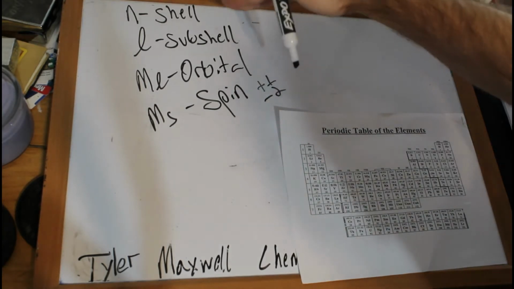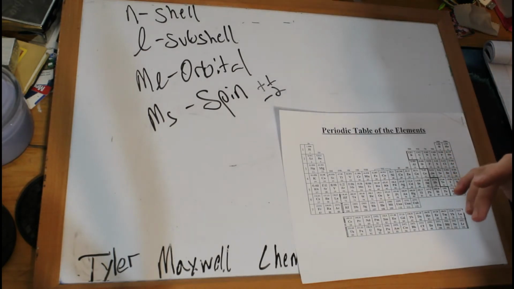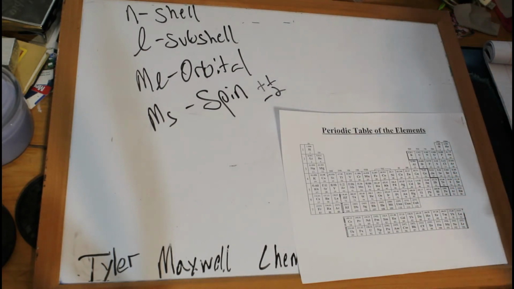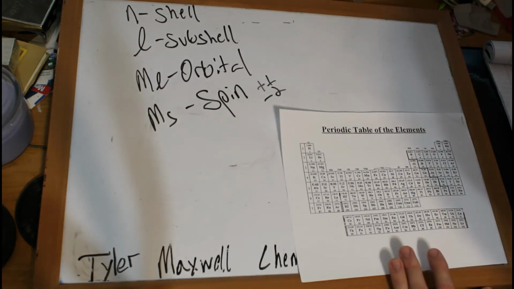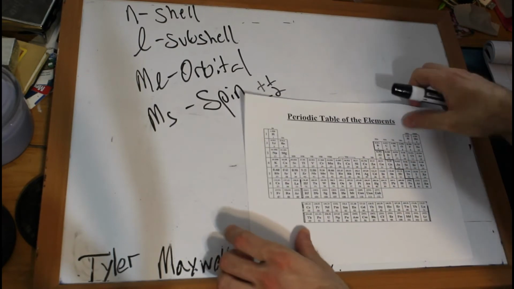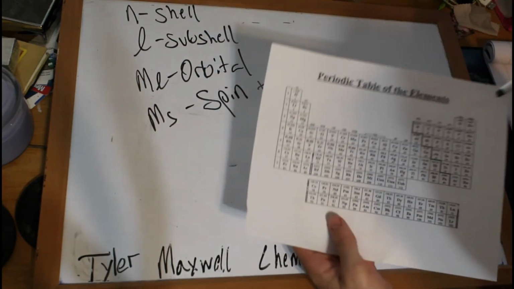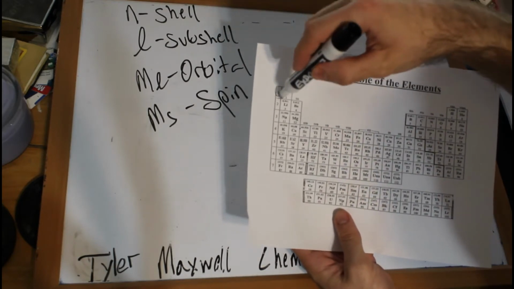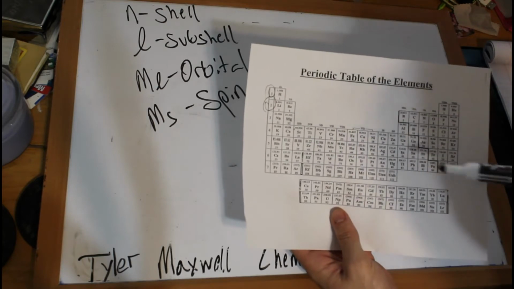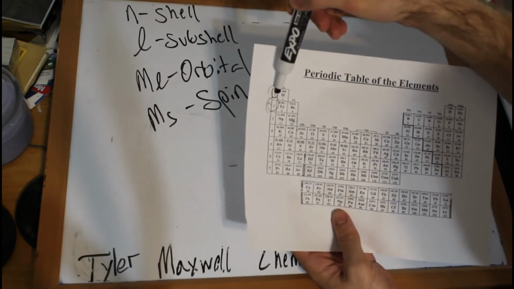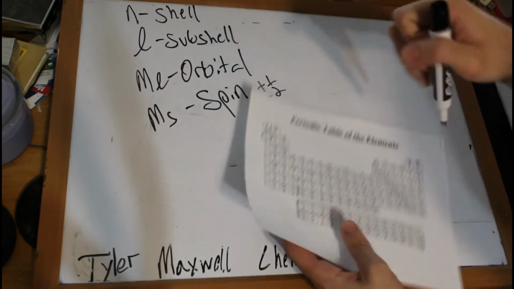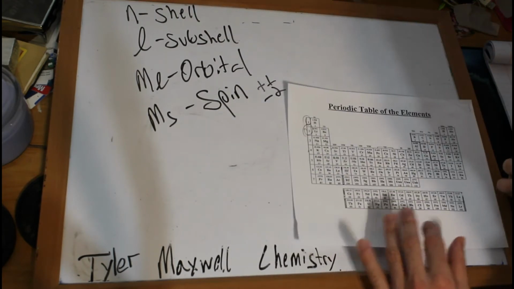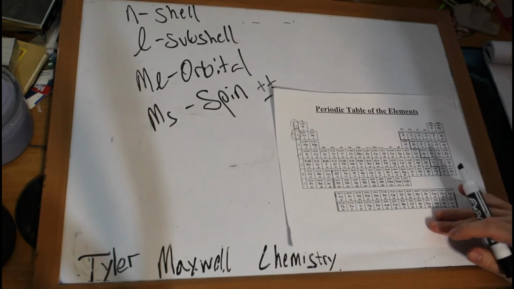So first off is the shell, or principal quantum number. So this one tells you basically the energy level of the electron. And you can sort of look at the periodic table I've got here, which will help identify that. So remember, your shells or energy levels sort of correspond to the periods on the periodic table, where you have energy level 1, 2, 3, 4, and 5 as the periods on the periodic table.